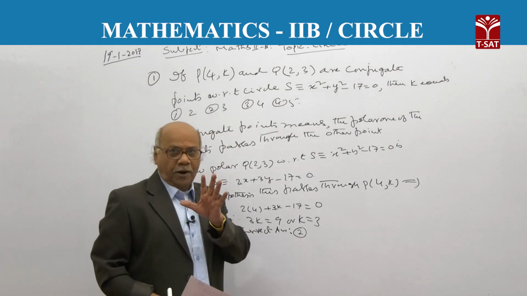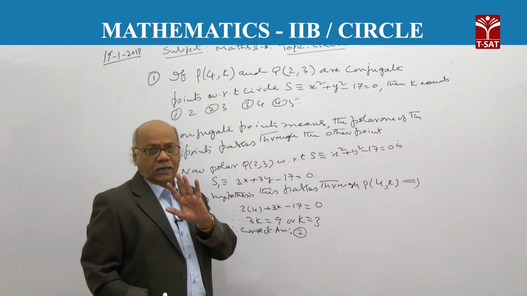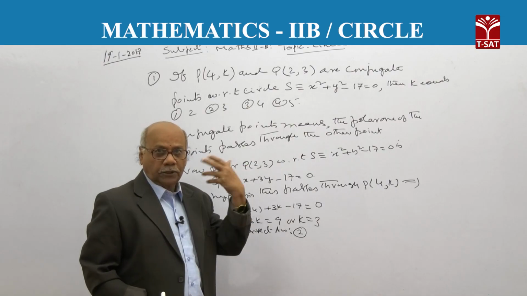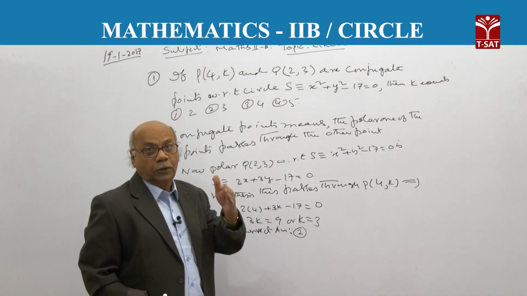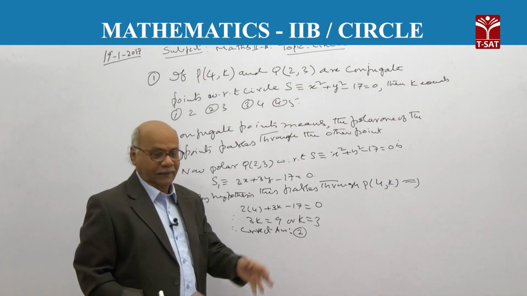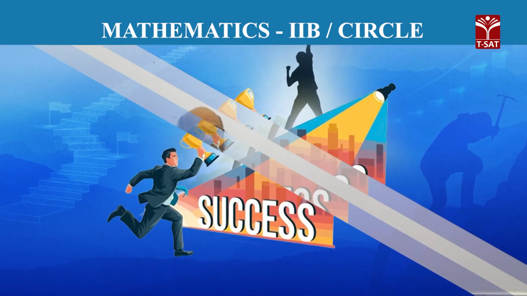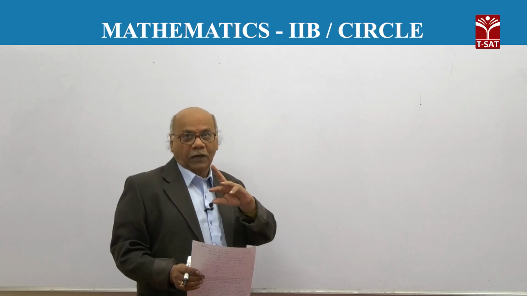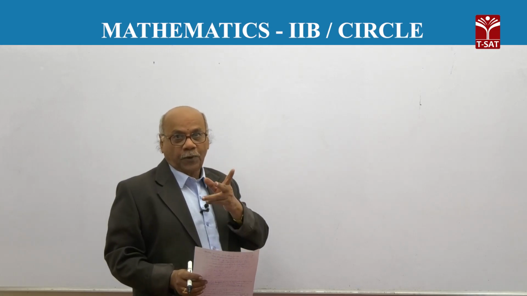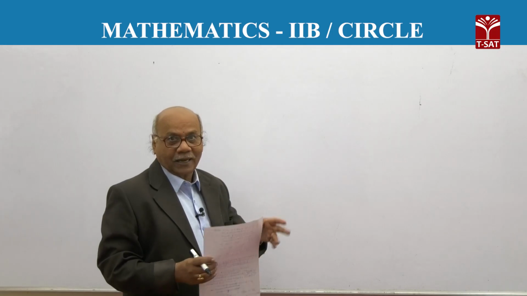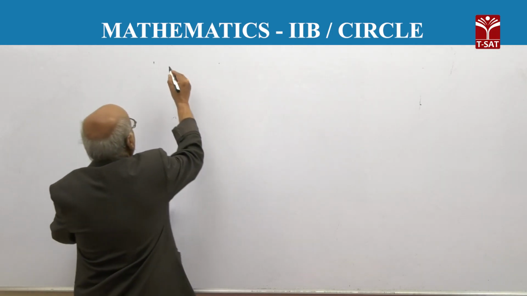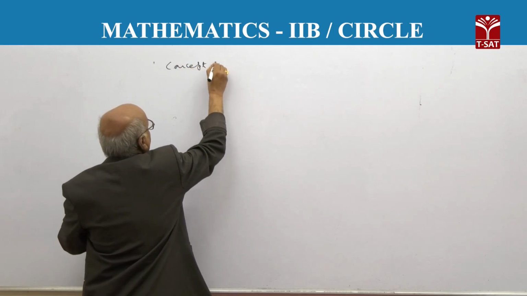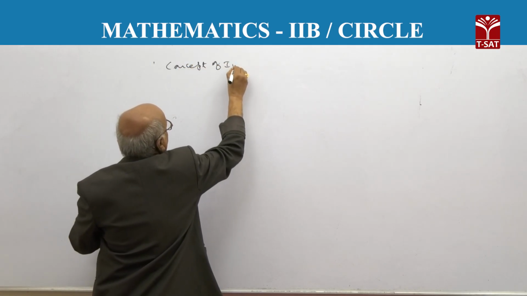So, here conjugate points means the polar of one passes through the other. Conjugate lines means the pole of one lies on the other line. Proceeding to the next problem, I will explain what is meant by inverse points with respect to a given circle. Just an explanation of the concept of inverse points.